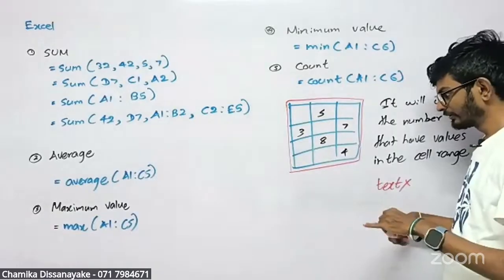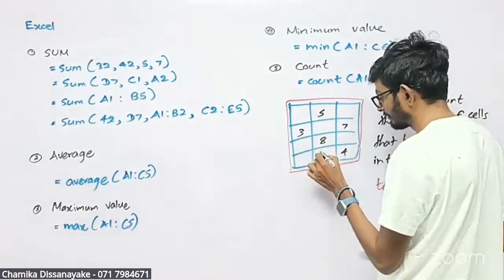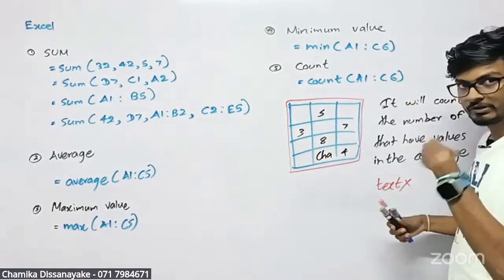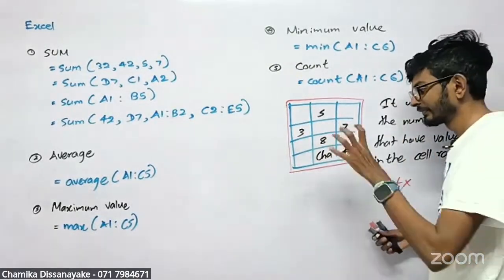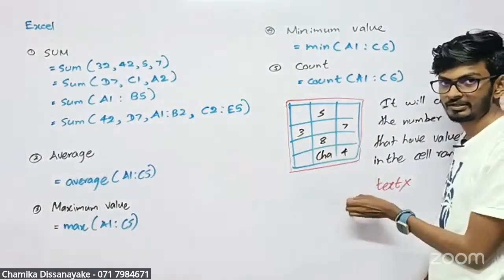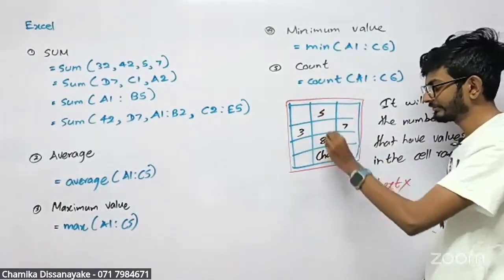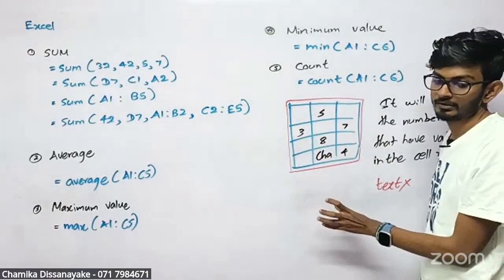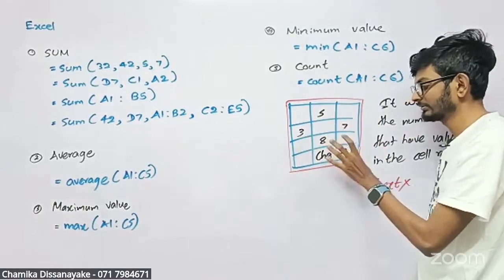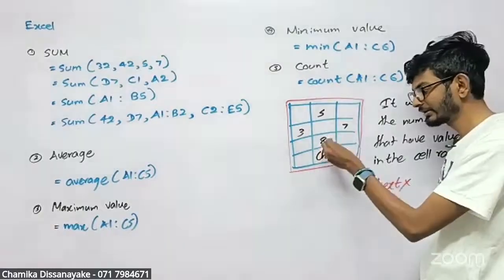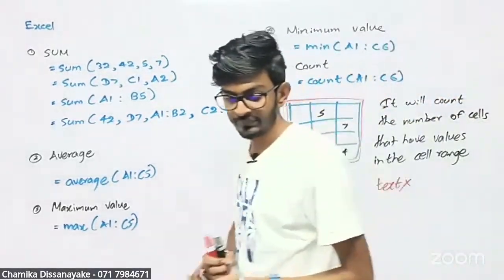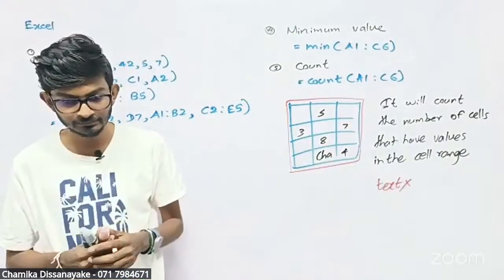If we have a character like this, then what will be written? This is a character, no? It is only text. So the count will neglect that one. The count formula will neglect it. It will count only the values, the cells that have numbers. Just keep that in mind. Is this okay?